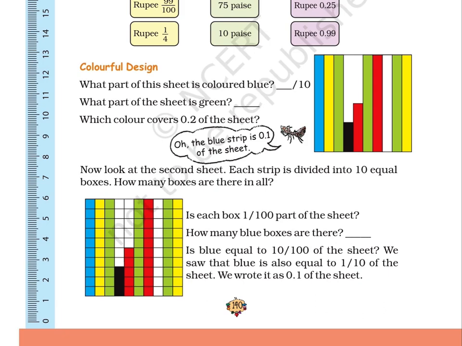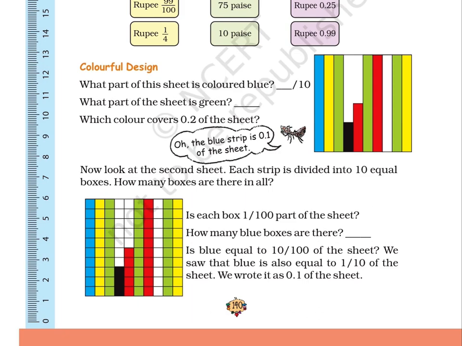To the bottom left corner of the page, there's another sheet. This is also having many stripes, colorful ones, but this time there is a difference. Now observe carefully the second sheet. Each strip is divided into 10 equal boxes. How many boxes are there in all? Is each box 1/100th part of the sheet?